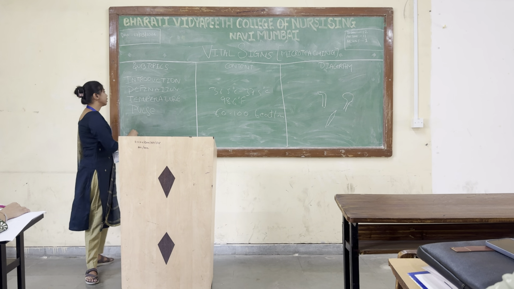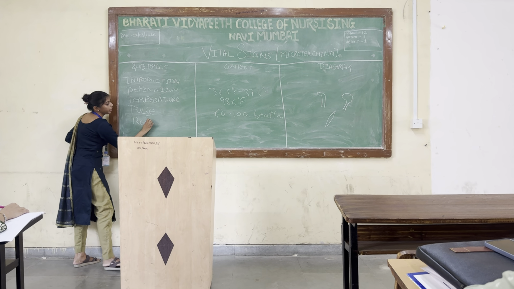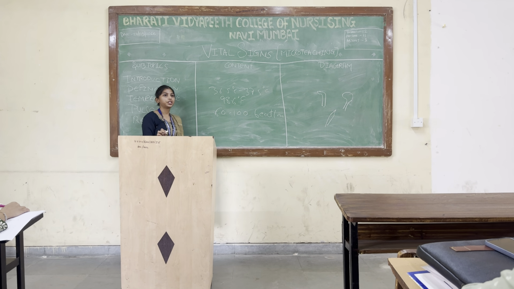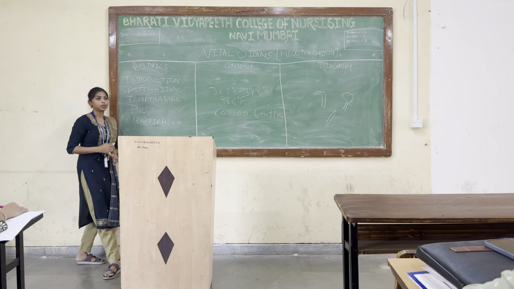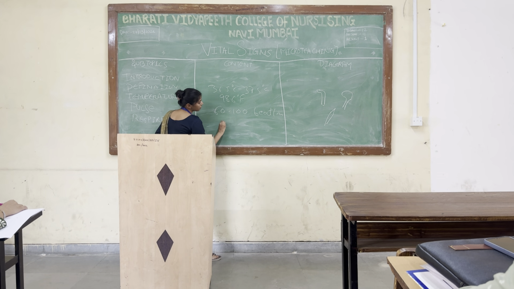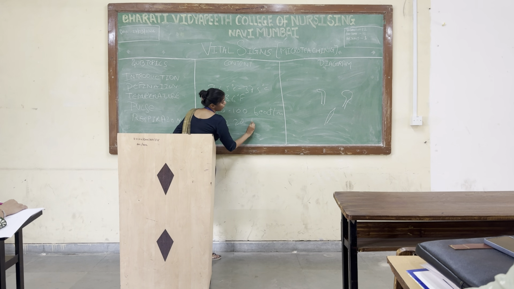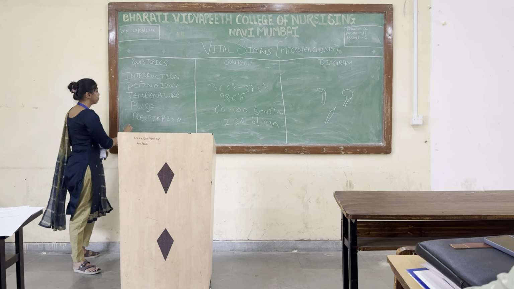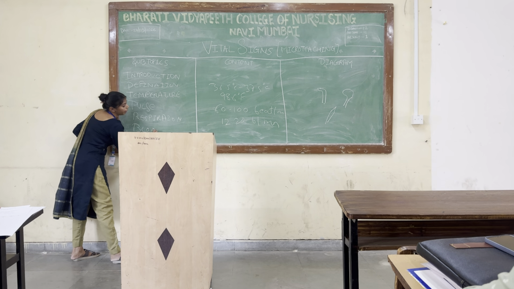And after that, respiration. Respiration is what? Respiration is the process of inhalation and exhalation. So the normal range of respiration is 12 to 20 breaths per minute. And after that, blood pressure.